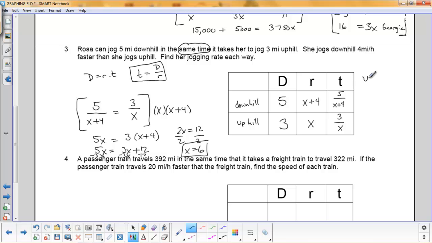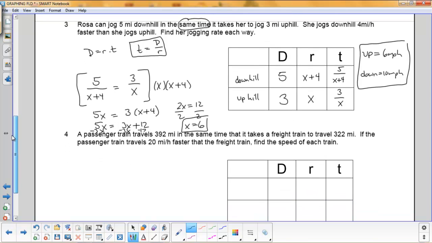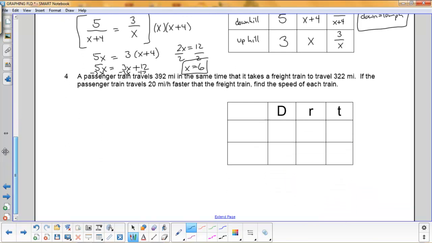So uphill, 6 mph. Downhill, 10 mph. Always go back and double check that you've answered the question the way you're supposed to answer the question, so you know what you're looking for as you're going along.